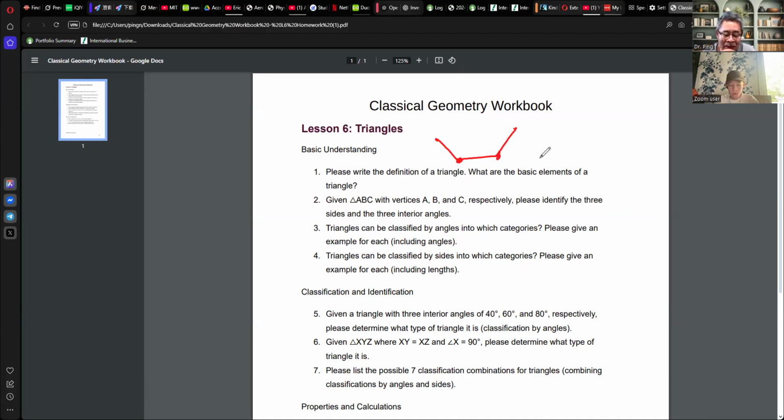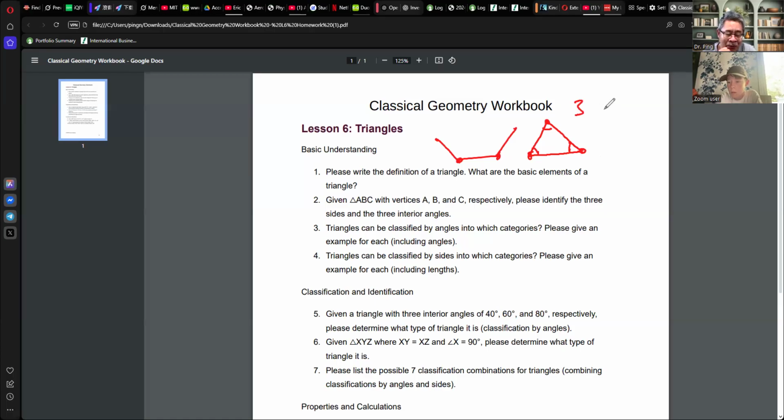Well, we got three sides. Is this a triangle? No, they have to all be connecting. Okay, so basically you'll say it's a shape of three sides that are connecting with three different points. You have three different points. Very good. And you have three different angles, right? So that's the basic elements of a triangle.